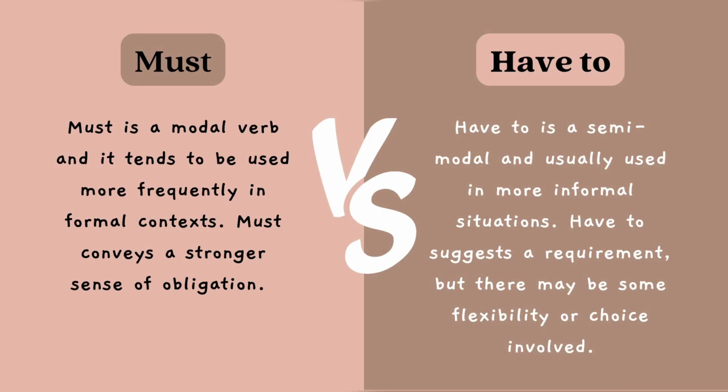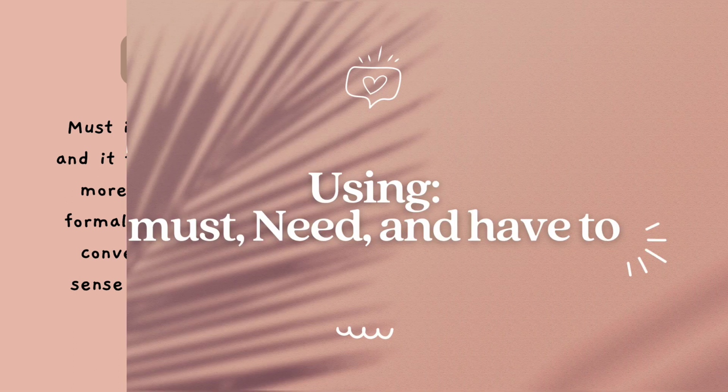Must is a modal verb and it tends to be used more frequently in formal contexts. Must conveys a stronger sense of obligation, while have to is a semi-modal and usually used in more informal situations. Have to suggests a requirement, but there may be some flexibility or choice involved.